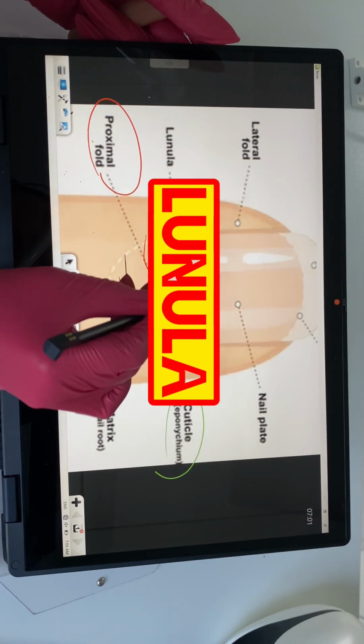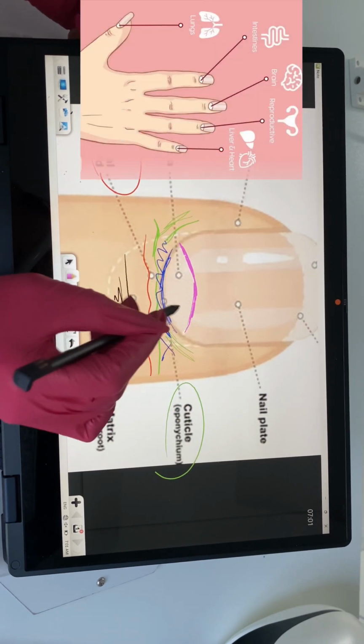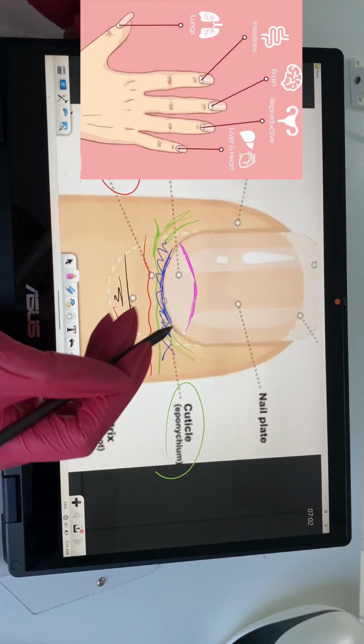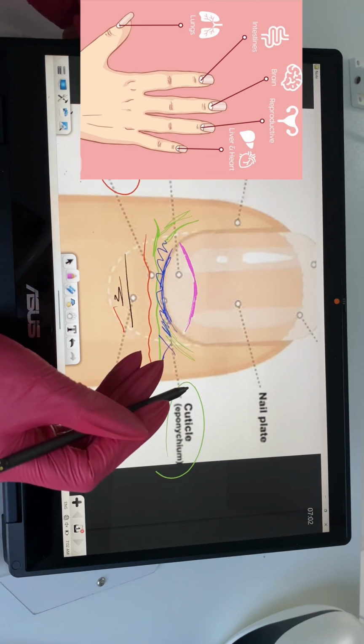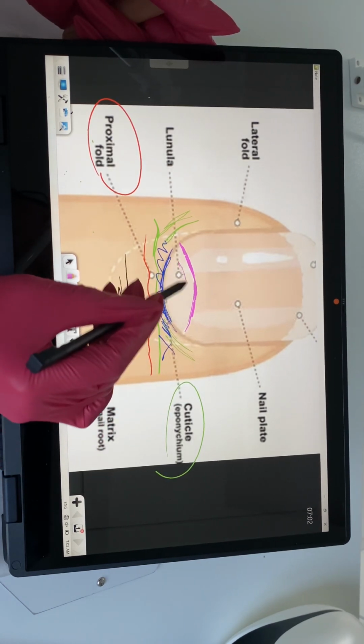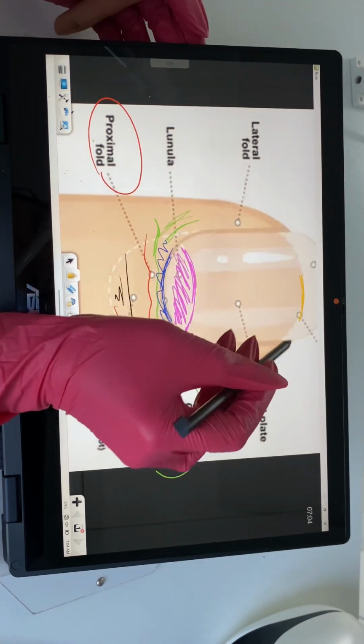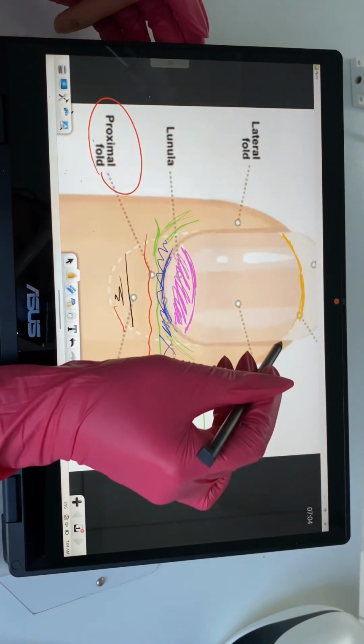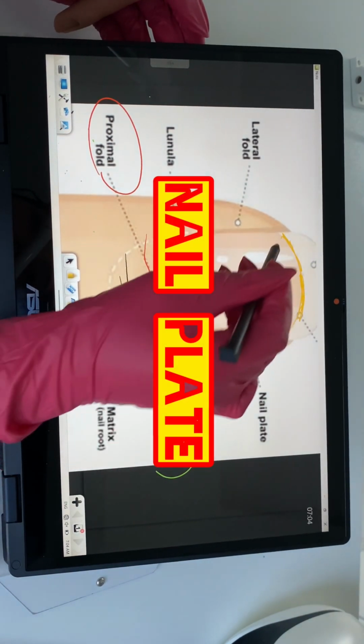Now we see lunula, the most sensitive part of the nail. And we can say it's the visible part of the matrix, and it's shaped like a half moon. Next is the strongest part of the nail, which is called nail plate.